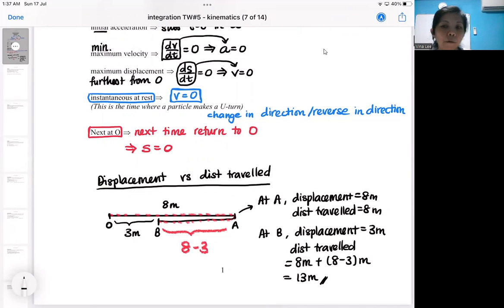So displacement is how far you are away from O. It doesn't equal the distance traveled, except in some situations. Like at point A, the distance traveled and displacement are the same because it's a straight line. Once you change your direction, the displacement will change and the distance traveled will change. This is the idea between displacement versus distance traveled. That's why if you are going to find distance traveled, you should always look for any change in direction, because a change in direction will affect the distance traveled.